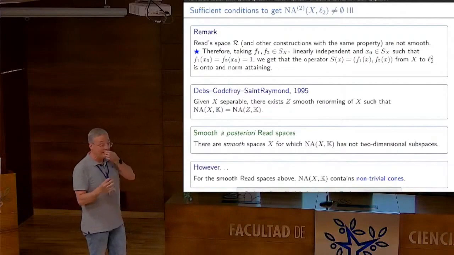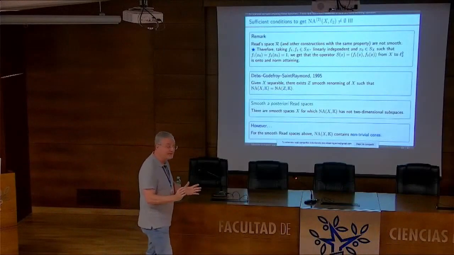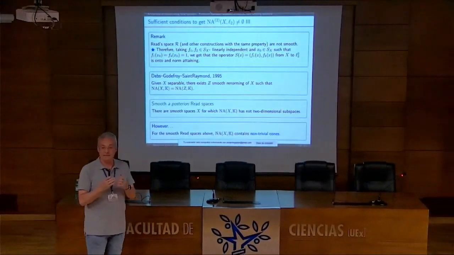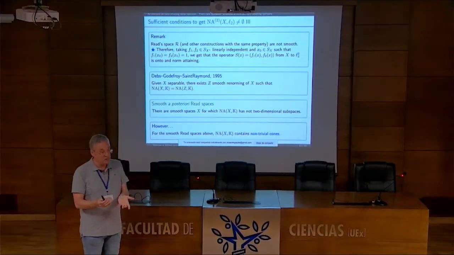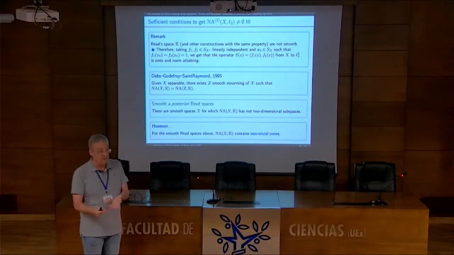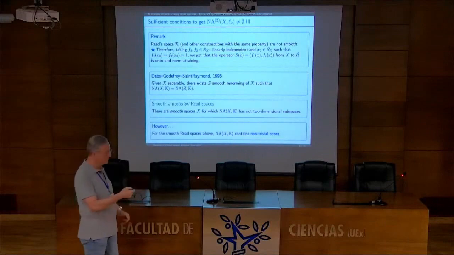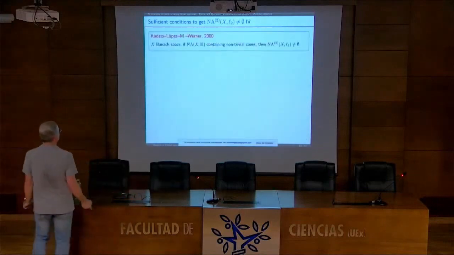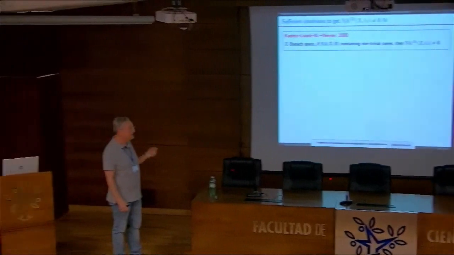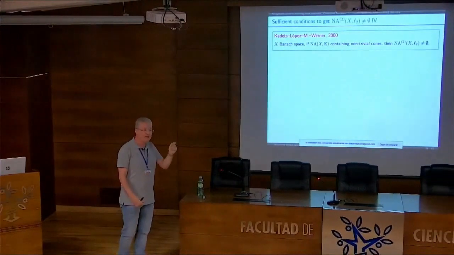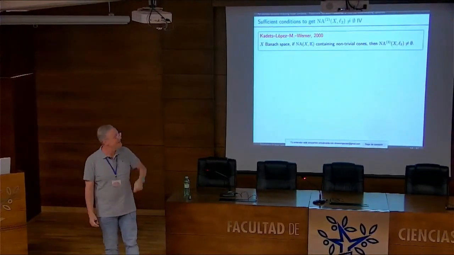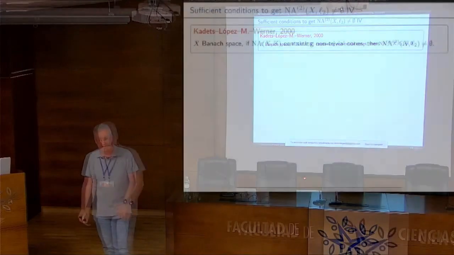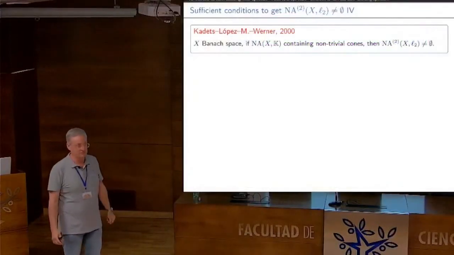Well, in any case, as the set of non-attaining functionals is the same, maybe it is smooth. This means that the unit sphere of the dual intersecting with the non-attaining functionals contains no segment, but what it surely contains is cones. So what happens with cones? If a Banach space satisfies that the set of non-attaining functionals contains non-trivial cones, then there is a non-attaining operator from X to L2 of rank 2.